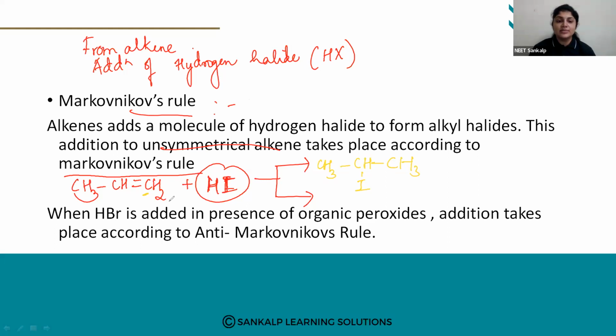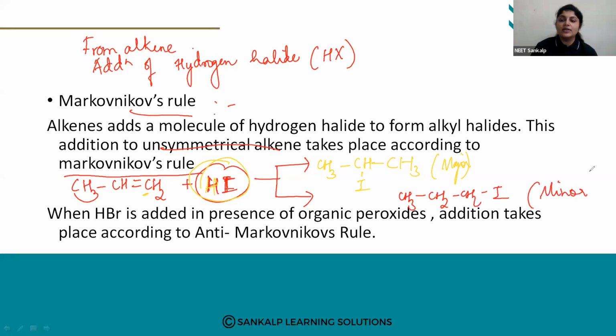So whenever you have an unsymmetrical alkene, the negative part of the alkyl halide will be added to the carbon having less number of hydrogen atoms, and hydrogen will be added to the carbon having more number of hydrogen atoms. Okay, so this is one product. So this is a major product. Then one more will form. Another chance is CH3, CH2, CH2I. So this is a minor product.